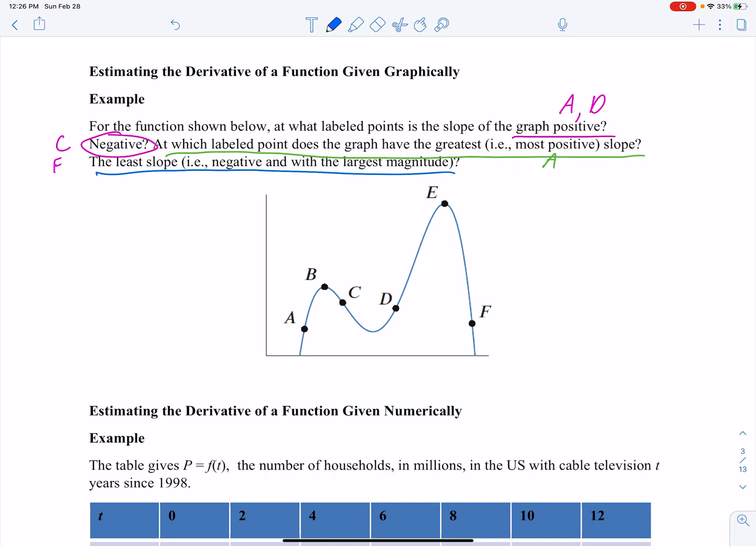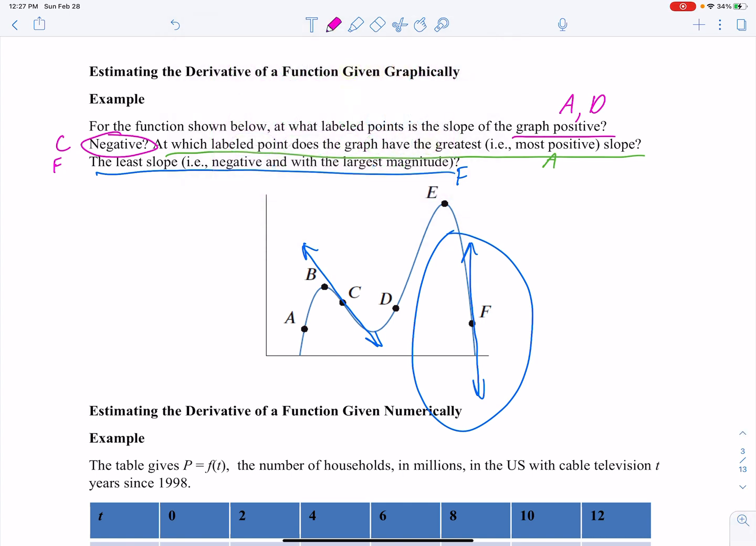So let's figure that out. We said C and F have negative slopes, so let's draw tangent lines on there again. Again, these are not perfectly straight, but they give us an idea. There and there. Again, pretend those are straight lines. Well, we can definitely see this one has a more negative slope. So F has the most negative slope.